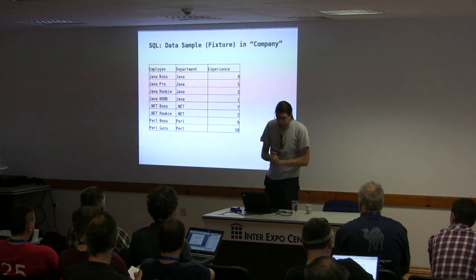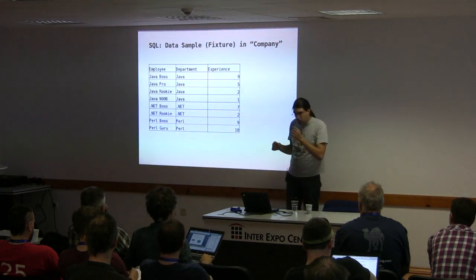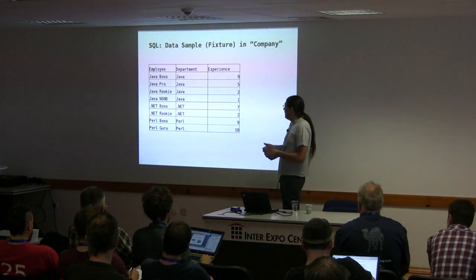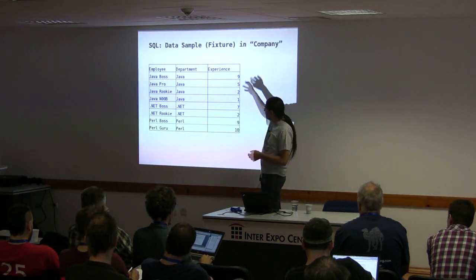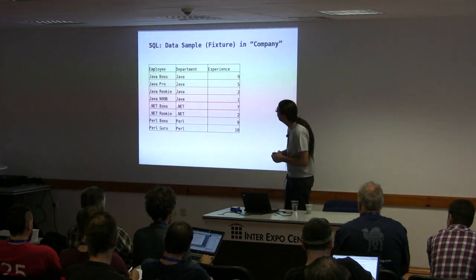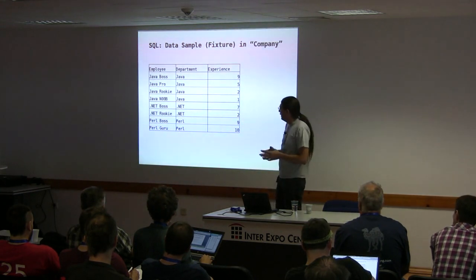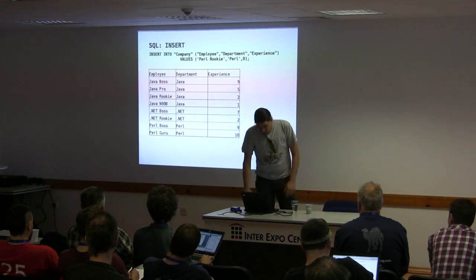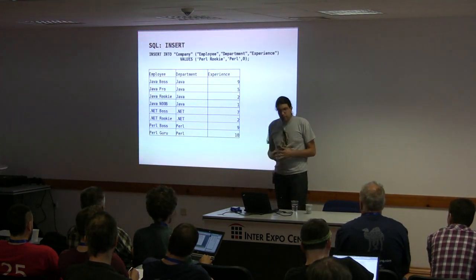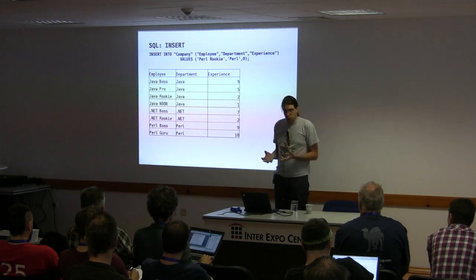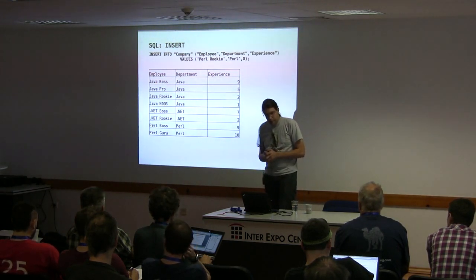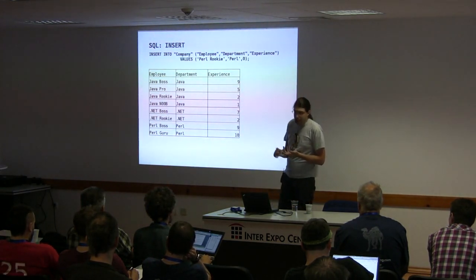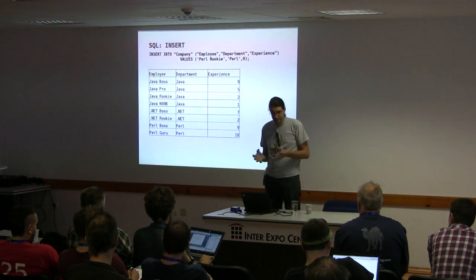So in this table, we'll have some sample data, also called a fixture. We have 4 Java programmers with the corresponding experience. We have 2 .NET programmers, and obviously we have 2 Perl people. Right, so first thing I'm going to show you, very simple. There are 4 operations you can do with data in a relational database table. You can insert, you can update, you can delete, and obviously you can select.